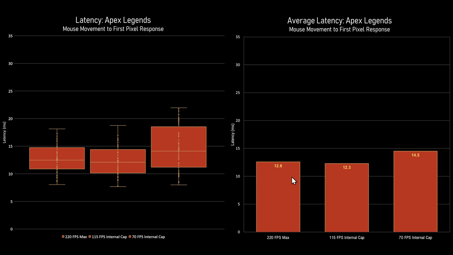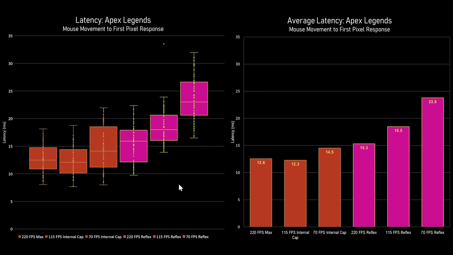GPU use matters, guys. Looking at the box plots, Apex's internal limiter is behaving well, so the 220, 115, and 70fps caps all have the same minimums, and the latency here is really quite good. But take a look at the Reflex GPU limited results. At 220fps, Apex has about the same latency as Warzone at around 15 milliseconds, but it's doing amazingly well at 120 and 60fps, 18.5 milliseconds and 23.8 milliseconds.